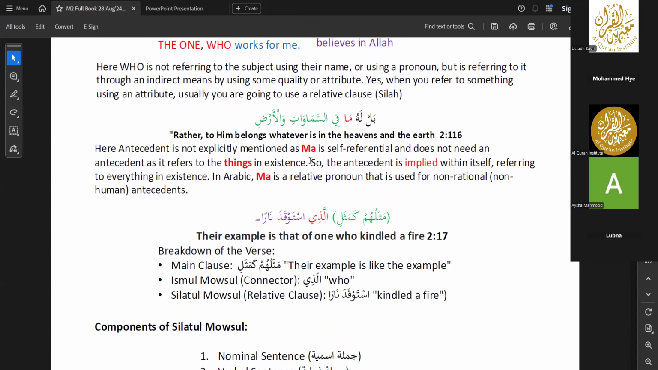This is from Surah Al-Baqarah. After a'udhu billahi min ash-shaytanir-rajim: bal lahu ma fis-samawati wal-ard. Rather, to him belongs whatever is in the heavens and the earth.